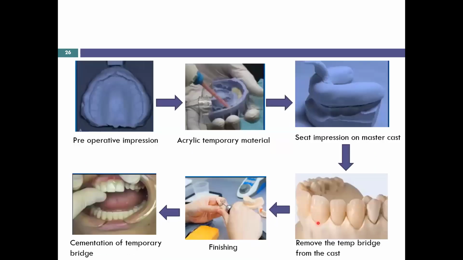How the impression is being made on the cast is clearly visible in the picture. Like in the direct technique it was in the patient's mouth, in the indirect technique we can see that the matrix is filled with the material and seated onto the master cast. Once the material has set, that matrix is removed, and now the temporary bridge has been formed. Finishing is done, and cementation of the crown has been done. So if there is any rocking or something, then relining can be done easily.